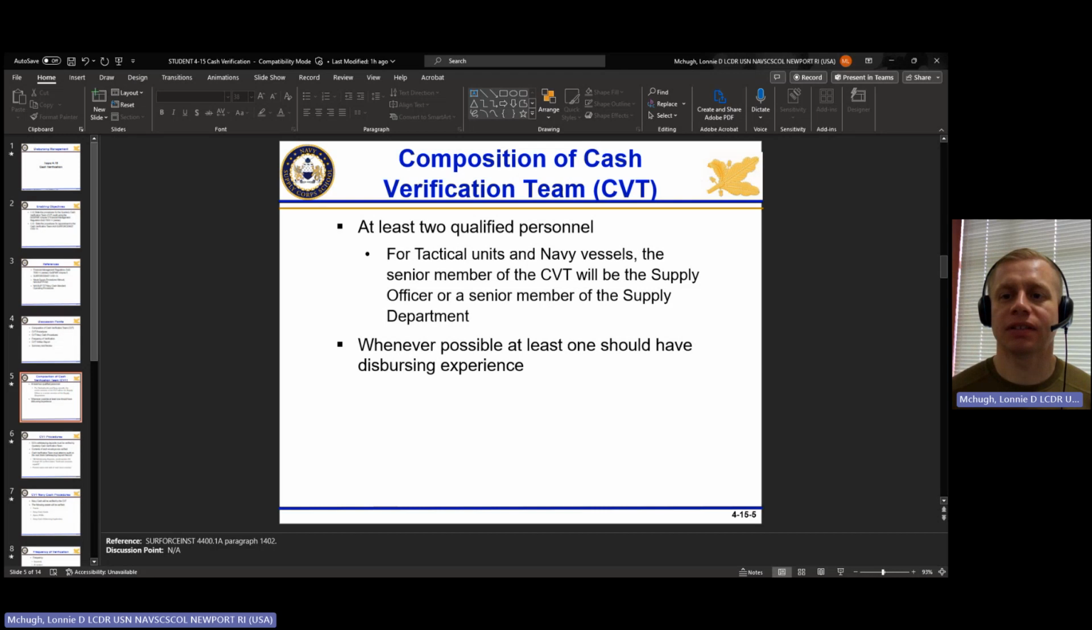But I would recommend having several alternates for the commanding officer to appoint. That way, if operational schedule hems them up, the cache verification team can still do their audit. More people equals more options for the senior member of the CVT.